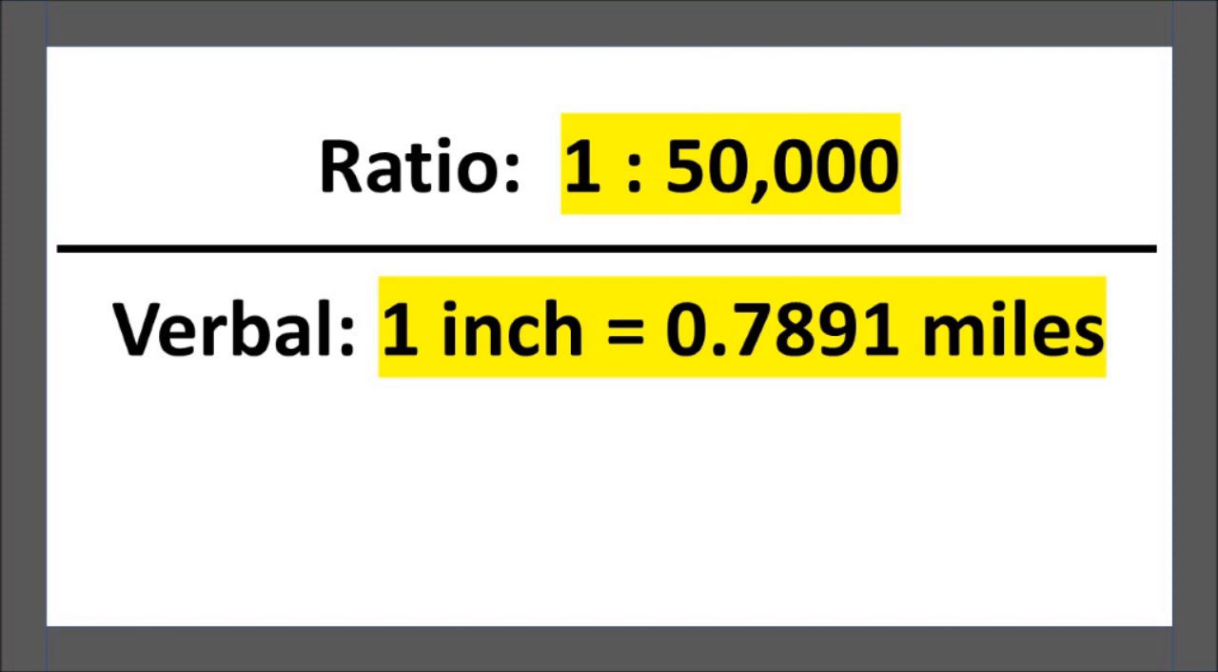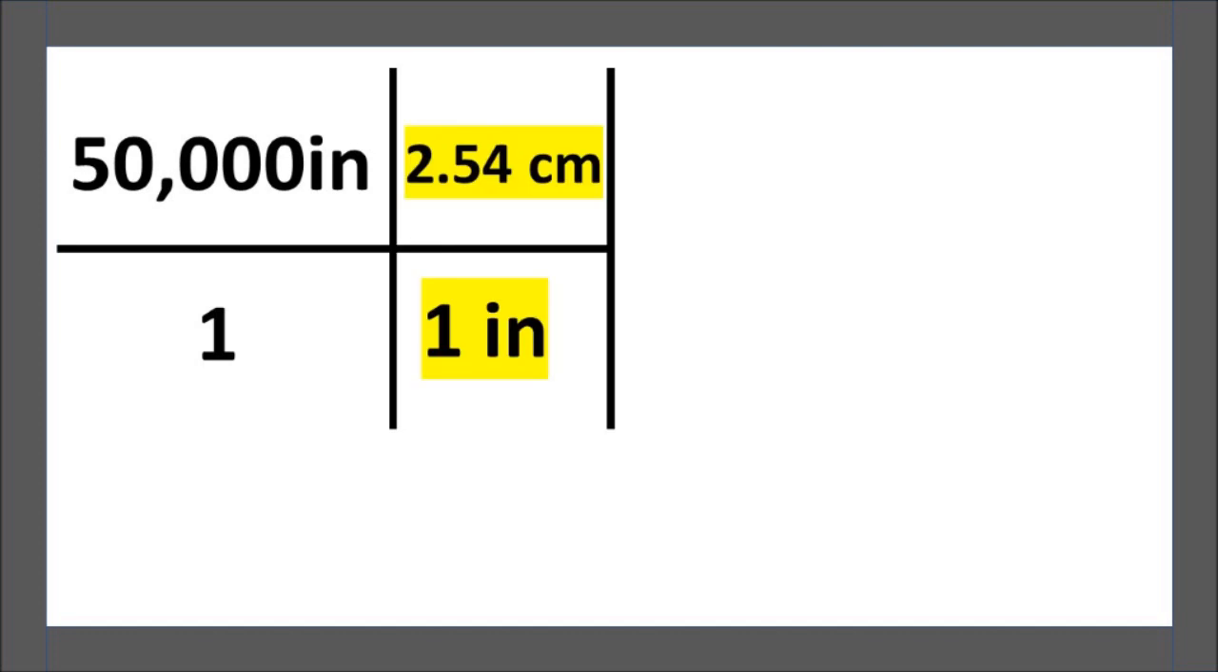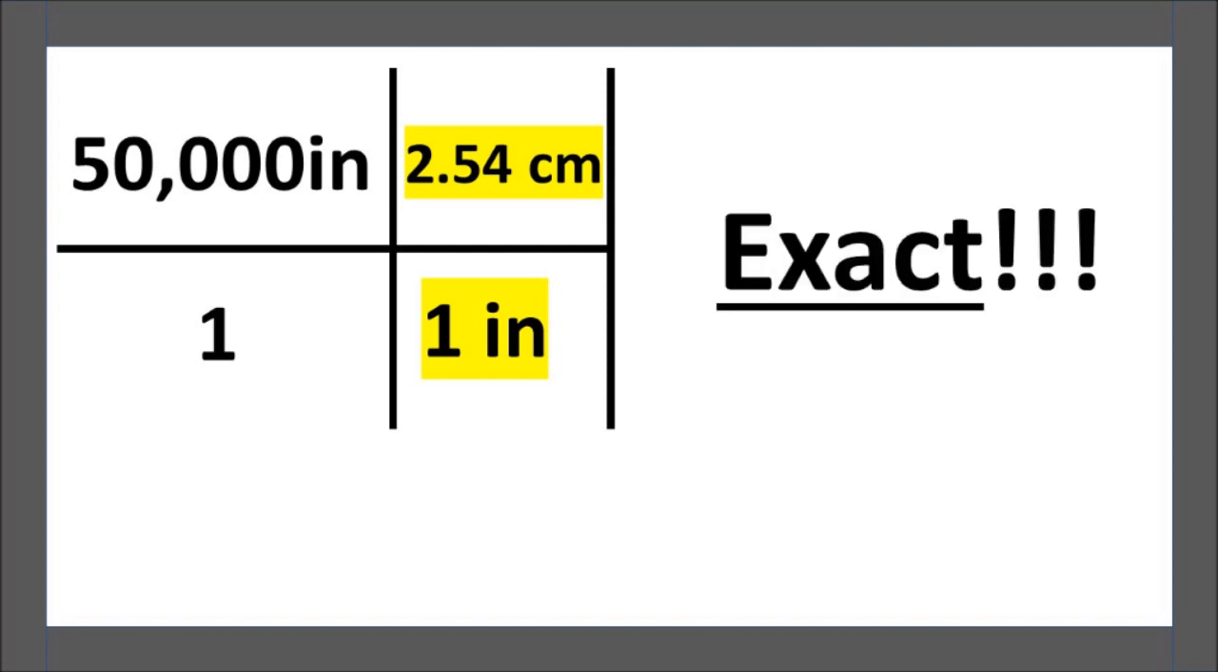Oh, we're not through. Let's try it one more time. Let's convert 1 inch into kilometers because we've done everything in the standard form. Let's try it in metric. Again, we start off with our 50,000 inches on top, and we plug in this conversion factor. 2.54 centimeters equals 1 inch. Now we use 2.54 centimeters because that's exact.